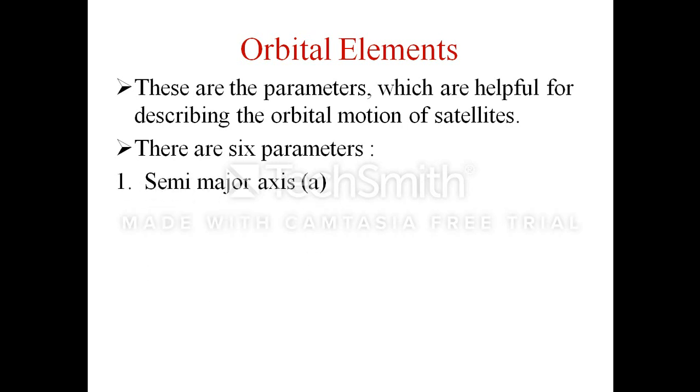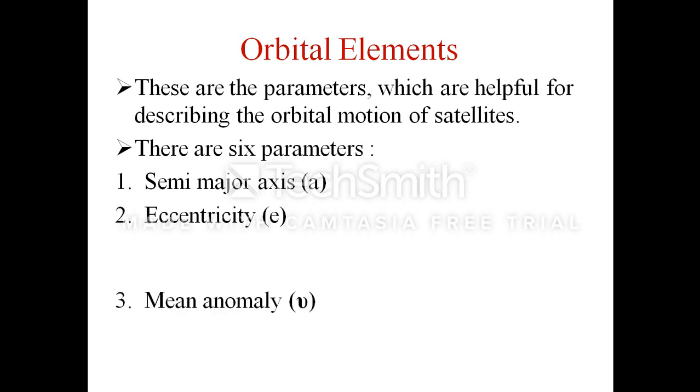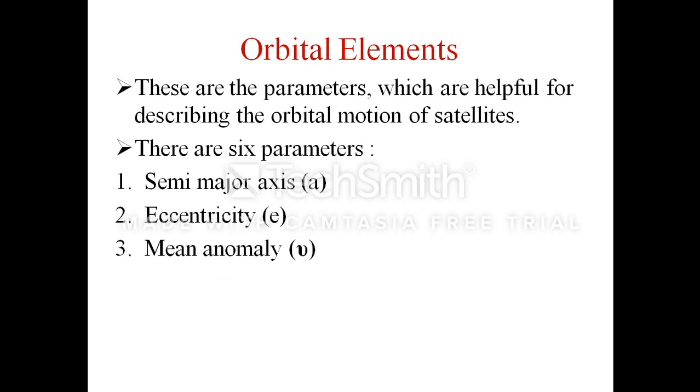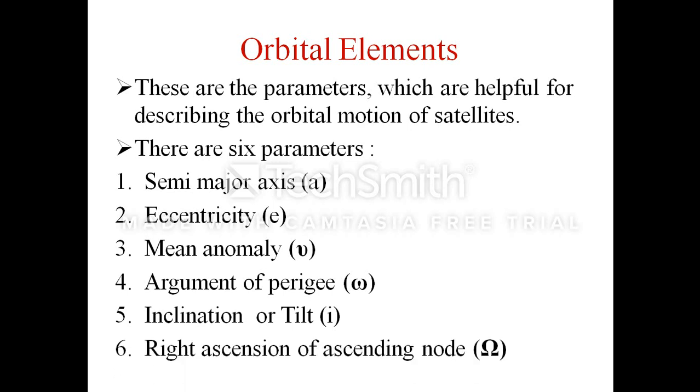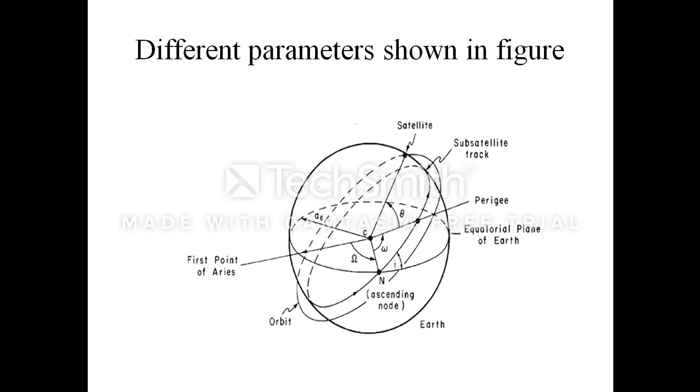First one is semi-major axis. Second, eccentricity denoted by E. Next one, mean anomaly denoted by mu. Next, argument of perigee denoted by omega. Next one is inclination or tilt denoted by I. Next one is right ascension of ascending node denoted by ohm. Now these different parameters are shown in the following figure.